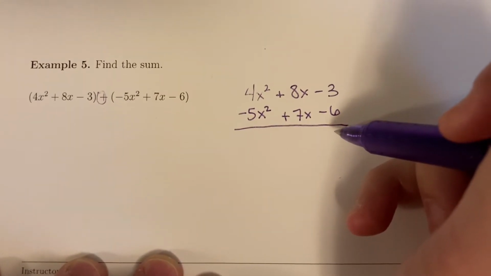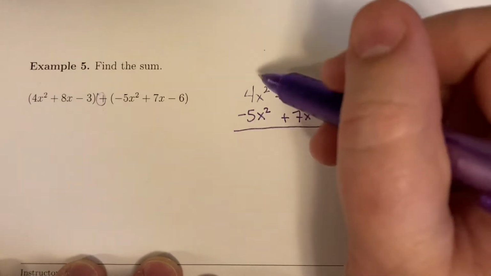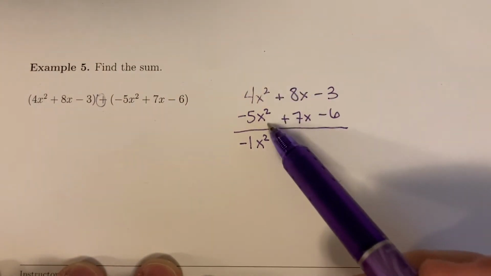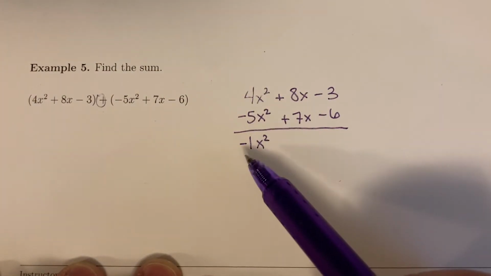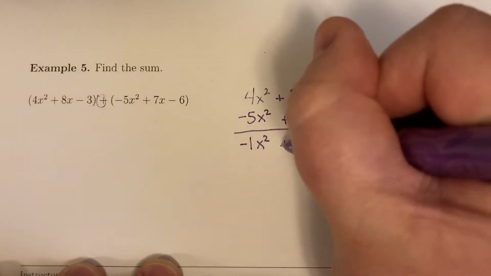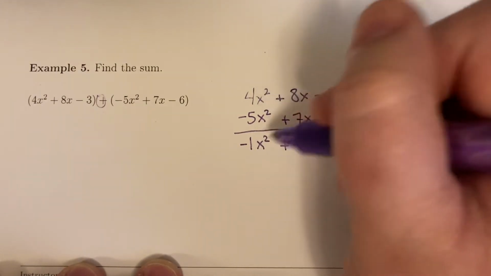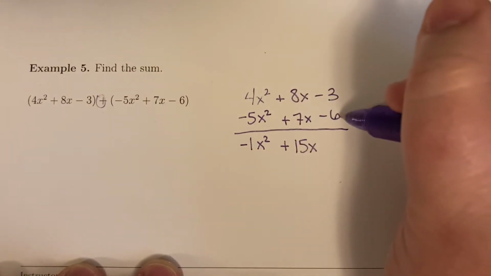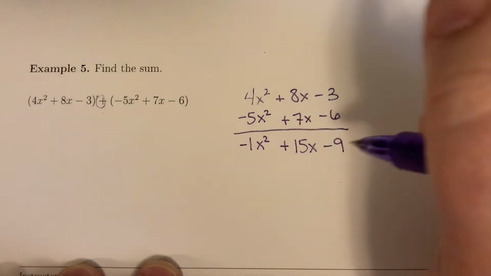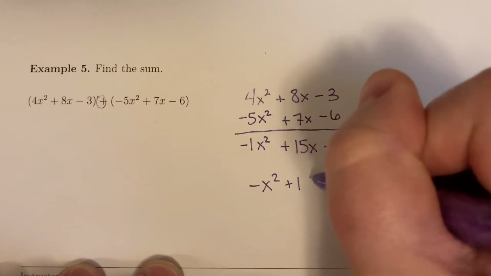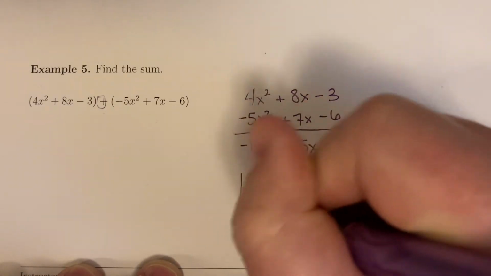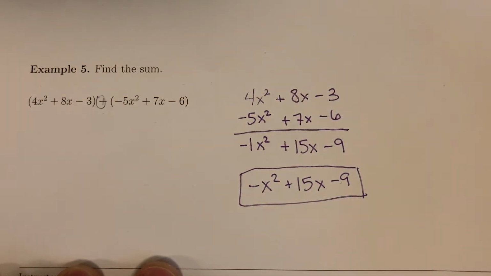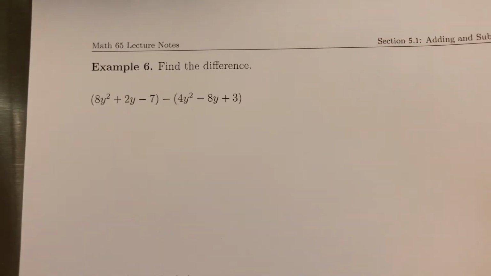So once those are lined up, then we can just add them. So 4 minus 5 is negative 1 x squared. So the exponents don't add, it's just the coefficients we're focused on here. So the exponents are just to verify that they're like terms, then we add the coefficients. 8 plus 7 is 15x, negative 3 plus negative 6 is minus 9. So the answer to this question is negative x squared plus 15x minus 9. And you don't have to line them up vertically, but for some people that really helps them see what's going on. All right, let's go to example 6 on the next page here.